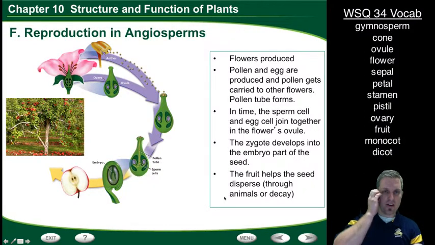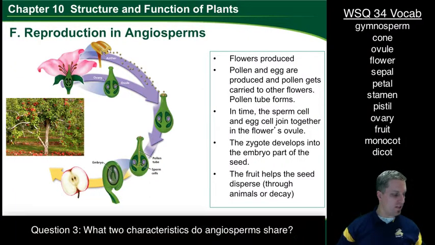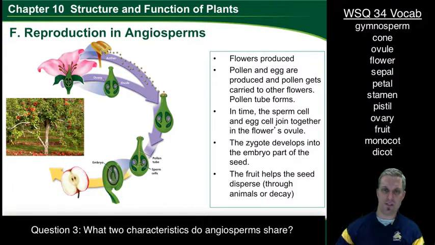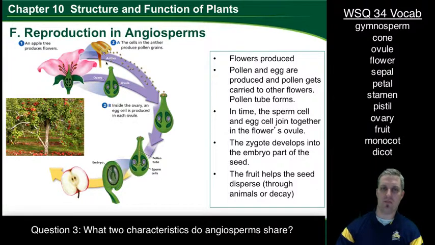The last thing we're going to talk about is reproduction in angiosperms. So we've talked about the difference between angiosperms, and what I wanted to show you really quick is how they actually reproduce. Angiosperms are similar to gymnosperms. You'll notice this process. We're talking about an apple tree here. It would start with the apple tree producing flowers. Those flowers would form, and you'd have the male and female reproductive portions.